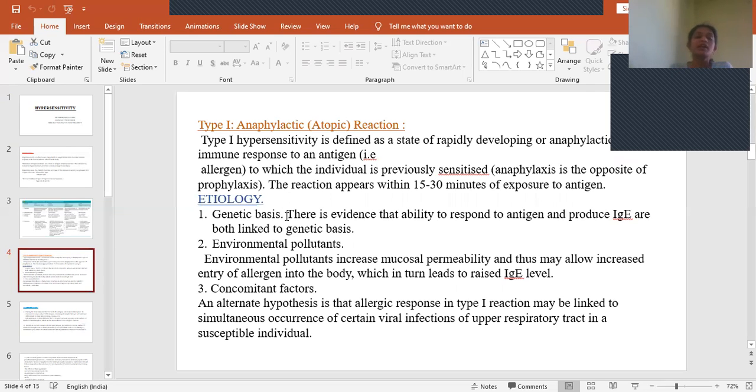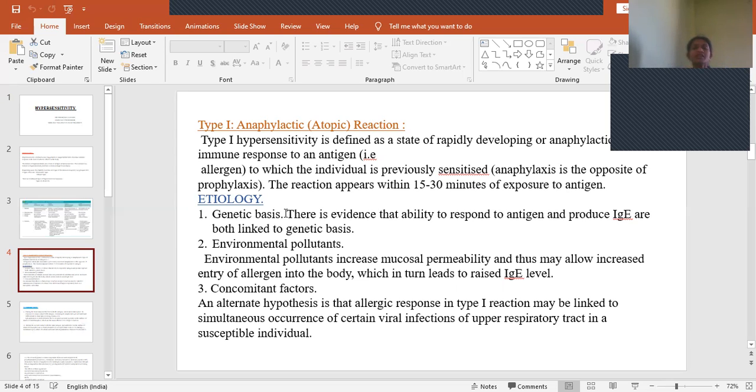Coming to etiology, there is a genetic basis. Some people are allergic to dust, some people are allergic to pollen grains. If your father is allergic to pollen grains, then you are at risk of getting the same kind of allergy, with at most 50% chance. That is the reason it is called the genetic basis.